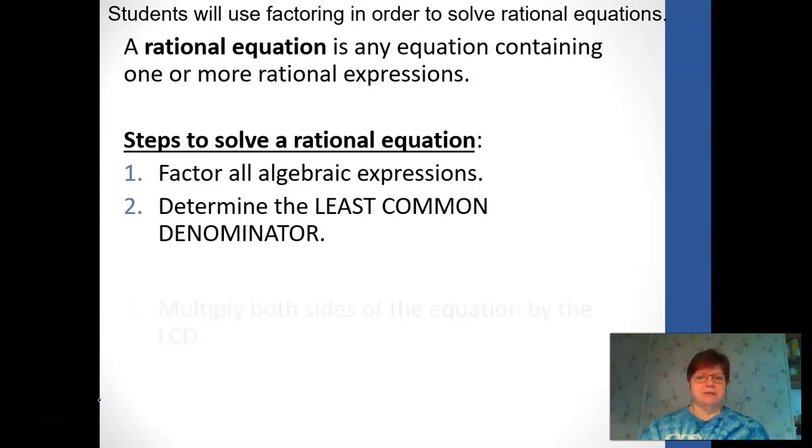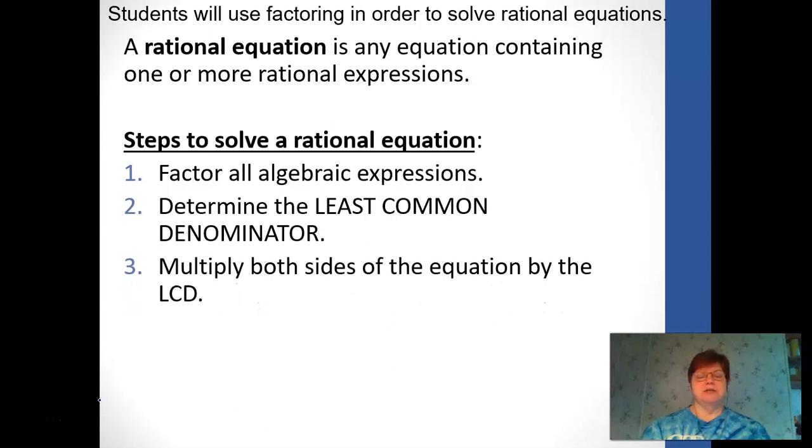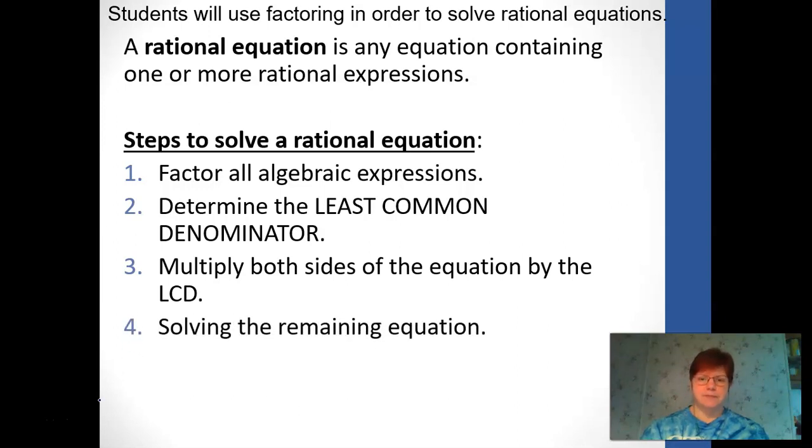Determine the least common denominator. Once you have your least common denominator, you're going to multiply both sides of the equation by the LCD. I did say multiply, so we're going to multiply both sides of the equation by the least common denominator. When you do that, what happens is the denominators cancel.